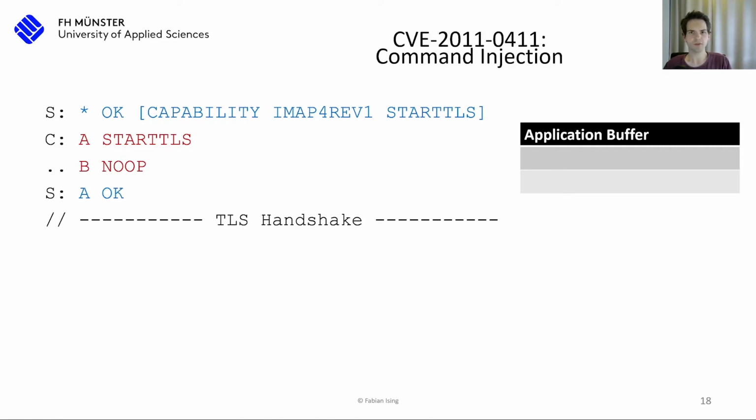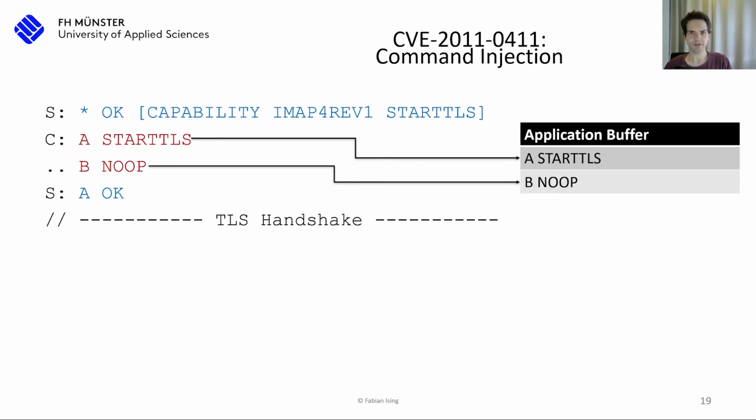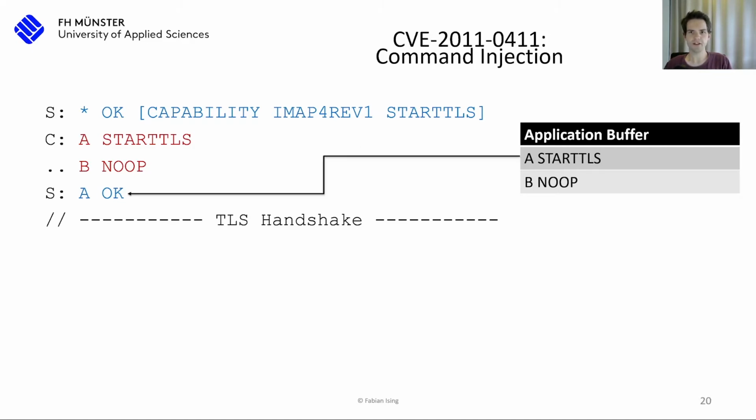This issue was dubbed a command injection. Consider these two commands sent by a client in the same TCP segment. Upon the next network read, both commands are put into the application buffer you see on the right. Then, the server interprets the STARTTLS command as normal and performs the TLS handshake. However, what happens to the remaining no-op command in the buffer?